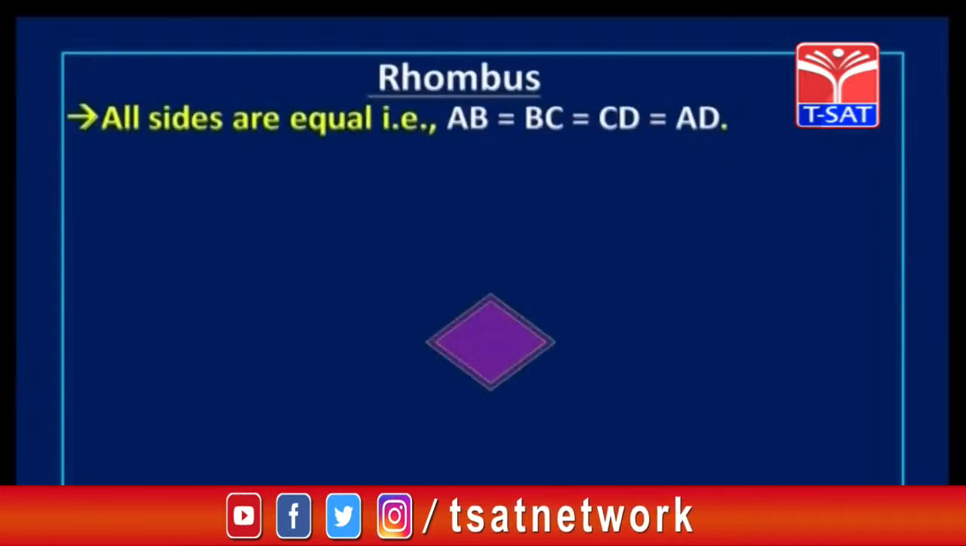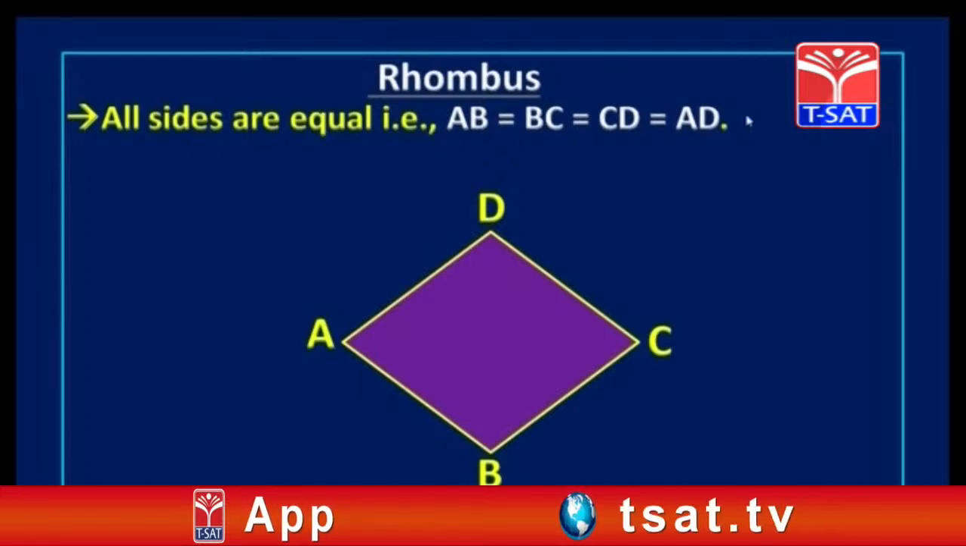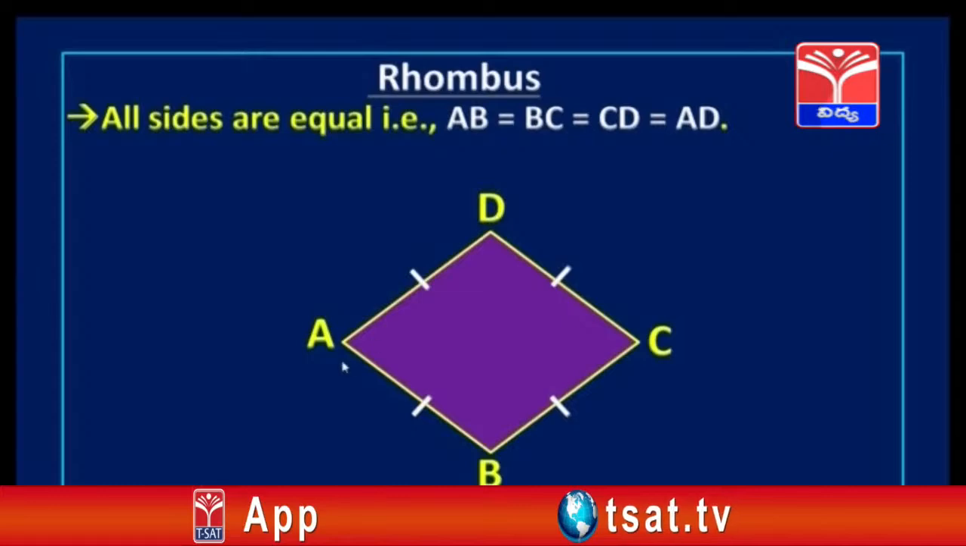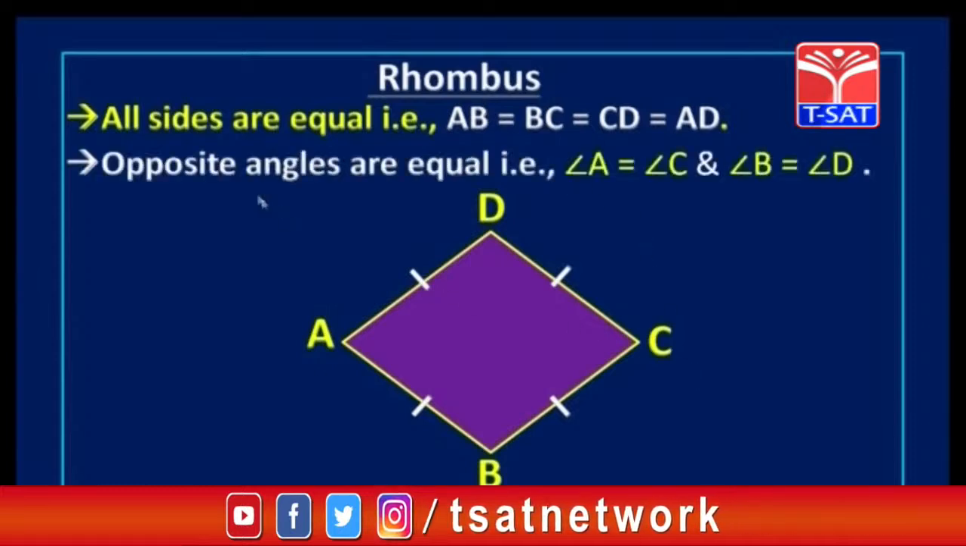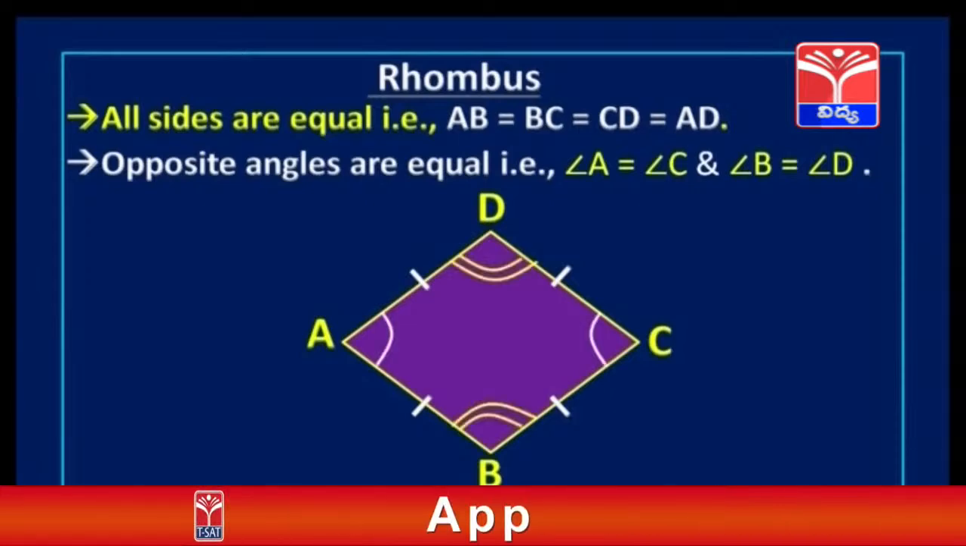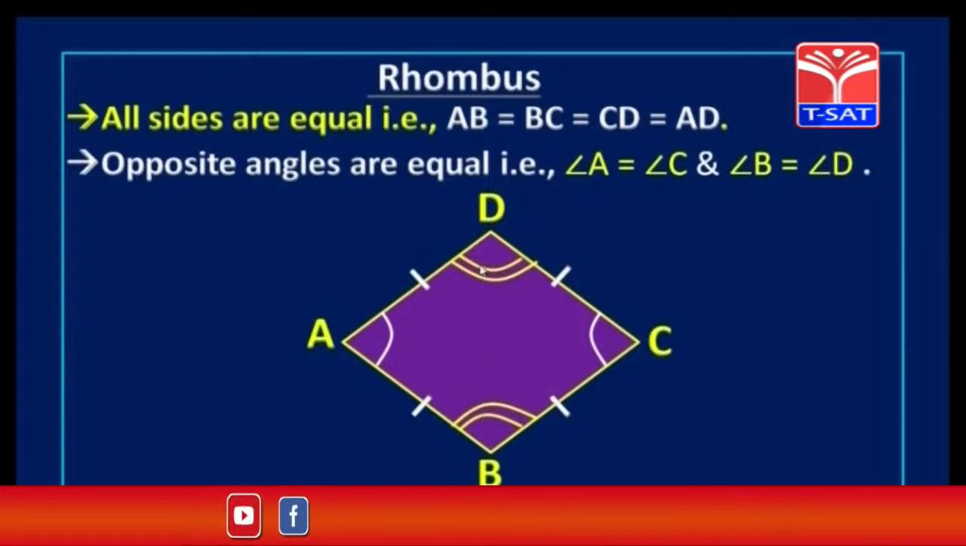All sides are equal. Children, in a rhombus you can see that all sides are equal, means AB equal to BC equal to CD equal to AD. In a parallelogram, opposite sides are equal, but in a rhombus all sides are equal. Opposite angles are equal. See children, in a parallelogram also opposite angles are equal, in a rhombus also opposite angles are equal, means angle A equal to angle C, angle B equal to angle D.